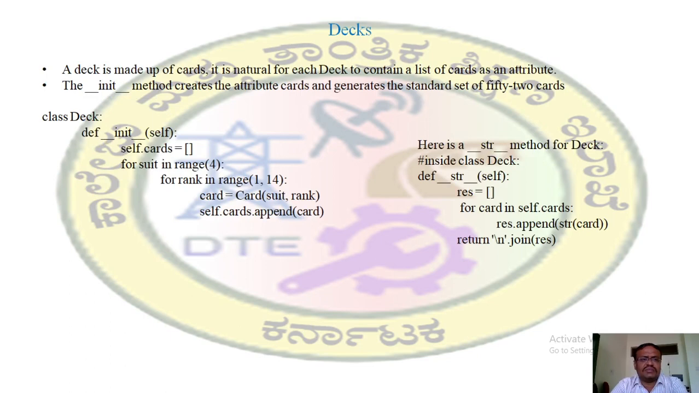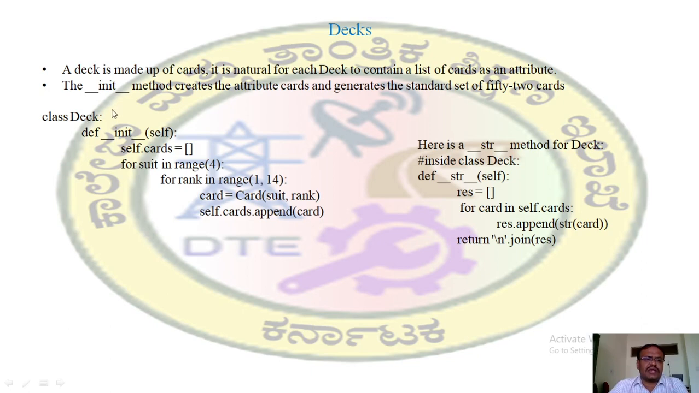A deck is made up of cards. It is natural for each deck to contain a list of cards as an attribute. The __init__ method creates the attribute cards and generates the standard set of 52 cards.